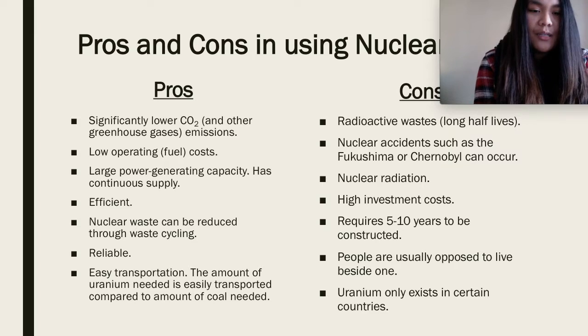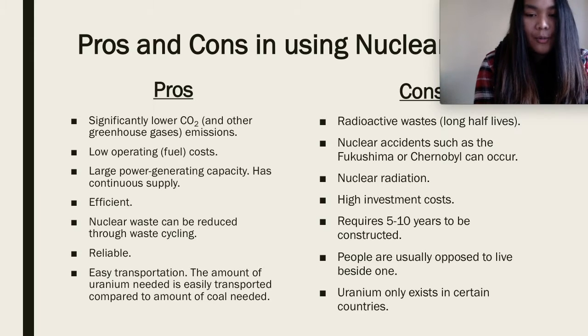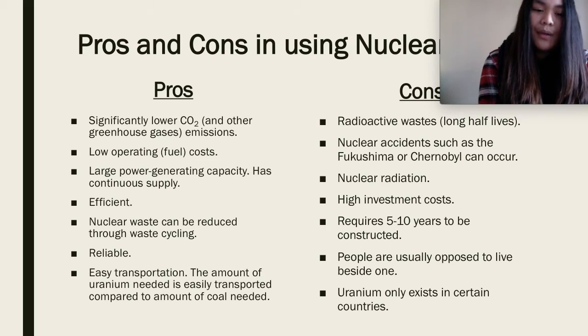Pros and cons in using nuclear energy. Pros. It is significantly lower in carbon dioxide and other greenhouse gas emissions. It has low operating fuel costs. It has a large power generating capacity and has continuous supply. It is efficient. Nuclear waste can be reduced through waste recycling. It is reliable, unlike solar and wind, which rely heavily on weather conditions. It is easily transported. The amount of uranium needed is easily transported compared to the amount of coal needed and its transportation.